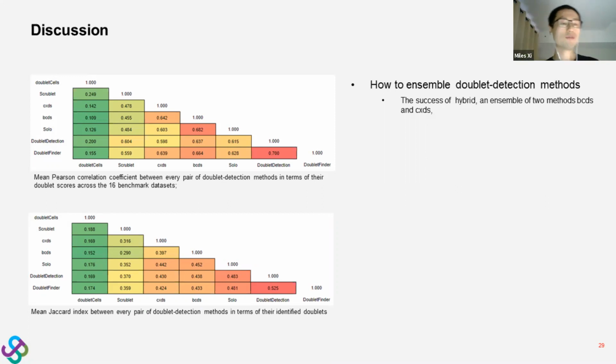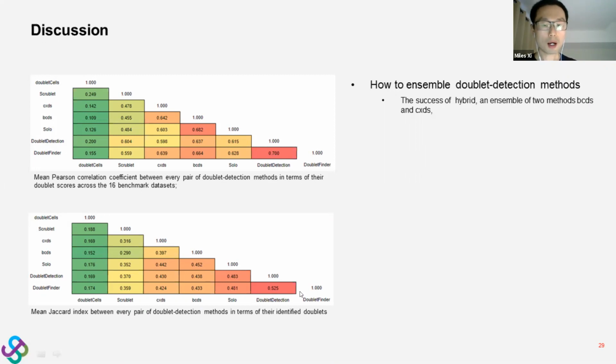So here, to give guidance on which methods we may choose to combine, we compare the similarity of all those methods. This matrix shows the correlation between two methods in terms of their doublet score. For example, for doublet detection and doublet finder, you have 0.7 correlation in terms of their doublet score on real data sets. So these two methods are very similar, and these two methods also perform relatively well. So you may consider combining these two.